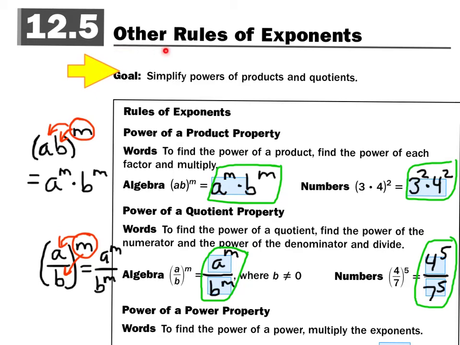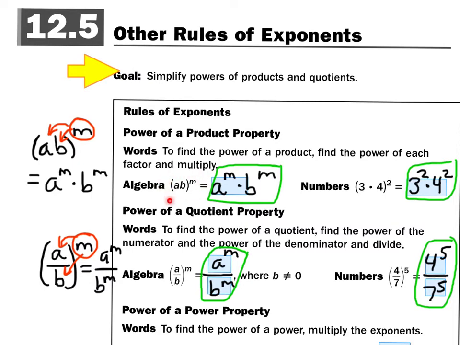All right, you guys, let's talk about some other rules of exponents. That's chapter 12, lesson 5. Okay, so take a look at this. It says to find the power of a product, find the power of each factor and multiply. So I kind of look at it like rainbows.